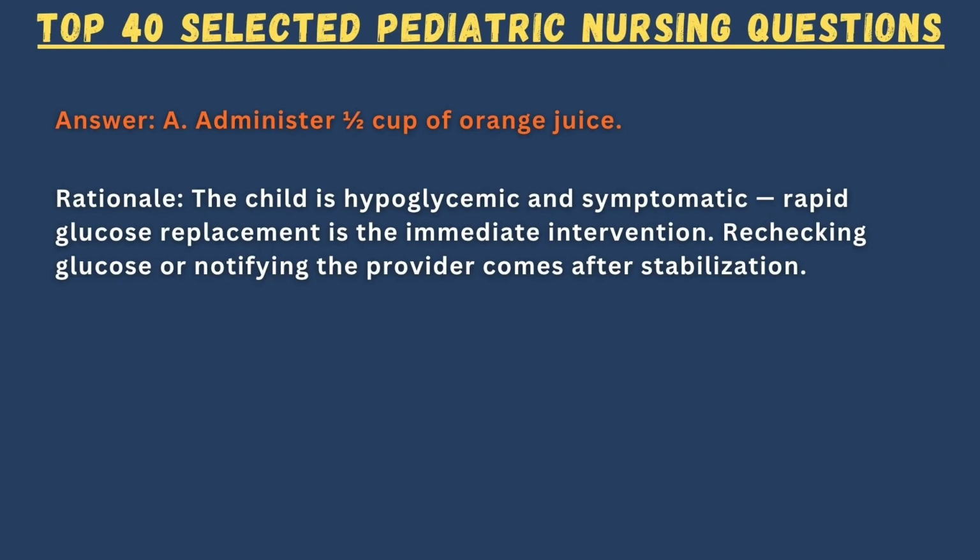Answer: A. Administer half a cup of orange juice. Rationale: the child is hypoglycemic and symptomatic. Rapid glucose replacement is the immediate intervention. Rechecking glucose or notifying the provider comes after stabilization.